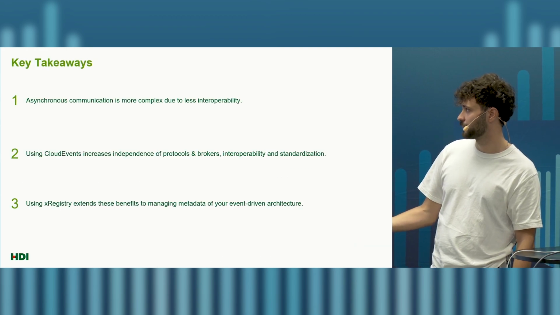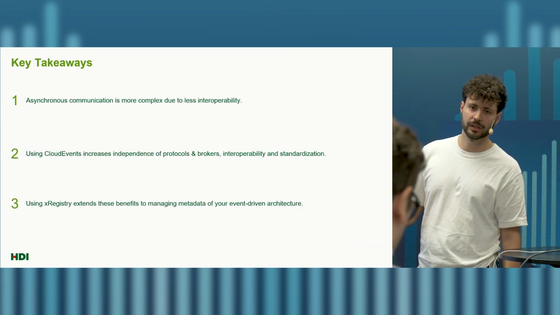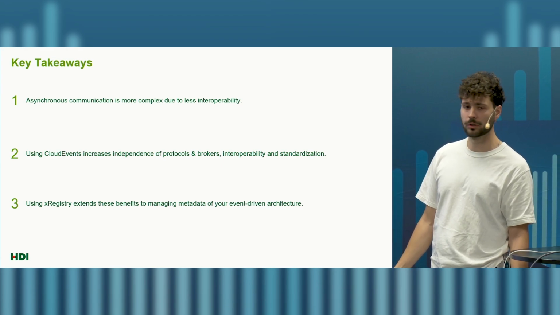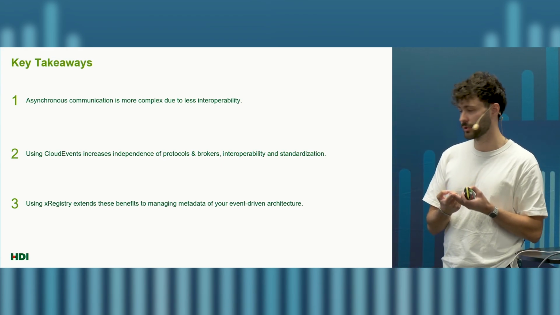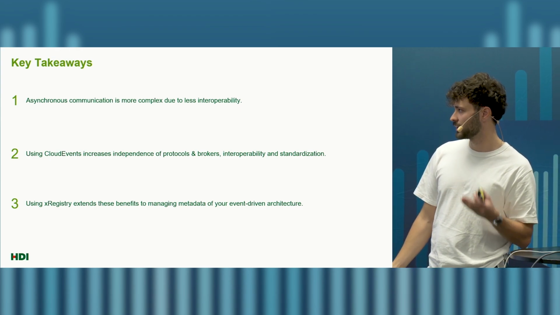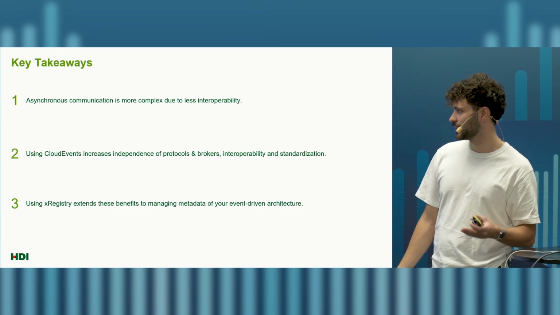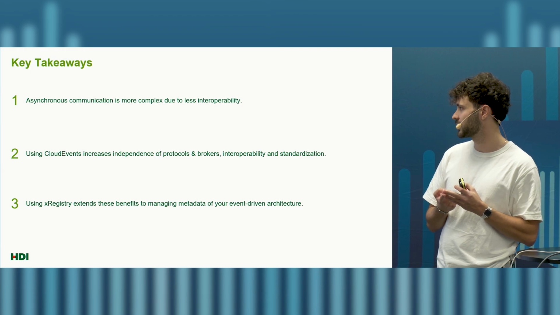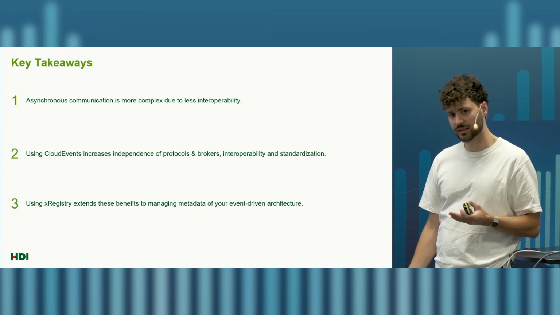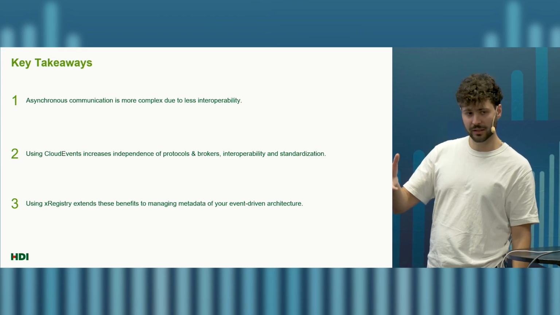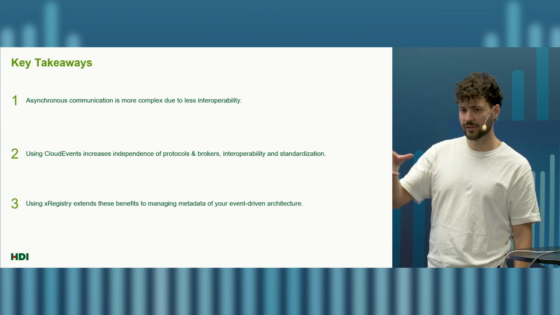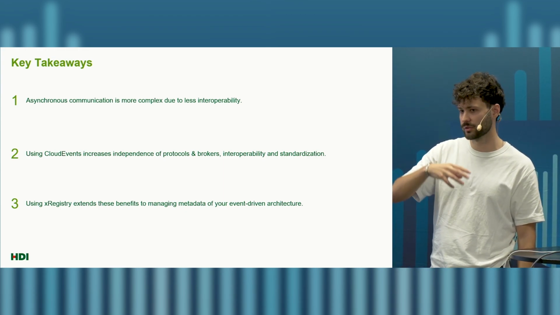First of all, asynchronous communication at the moment is more complex because there's less interoperability. There are more brokers, more patterns, more products. Second, using Cloud Event increases the independence of your protocols and brokers, and therefore you will have higher standardization and higher interoperability. And using xRegistry basically extends these benefits not only to the event itself, but also to the metadata that is around it when talking about event-driven architecture.